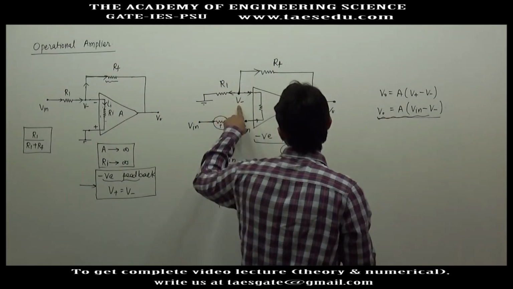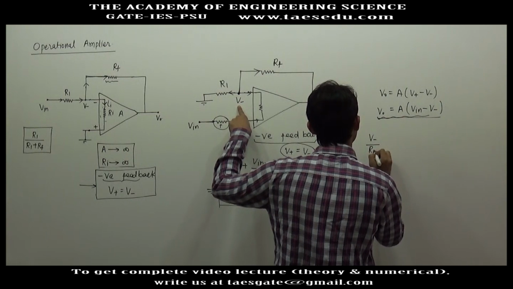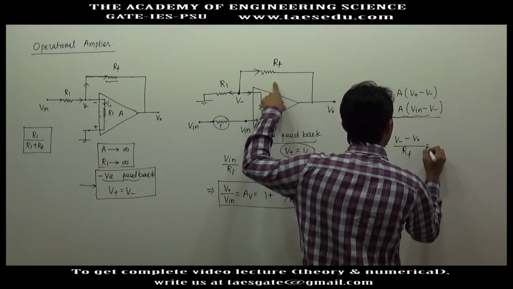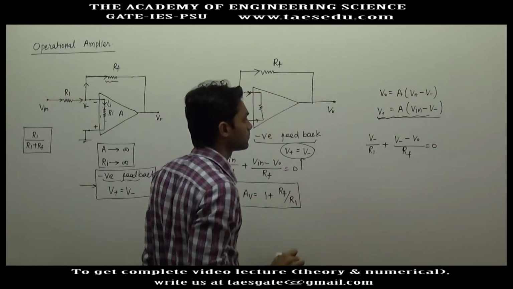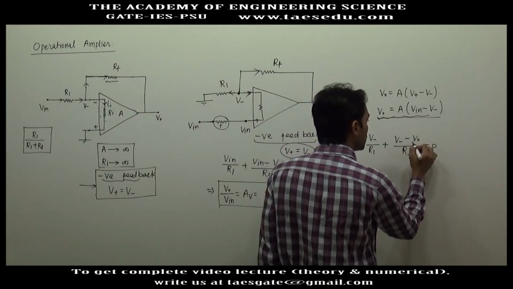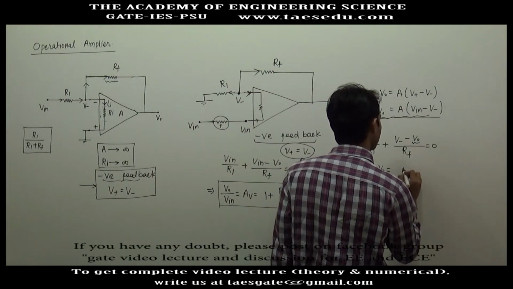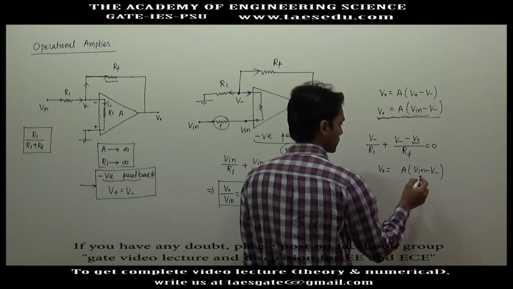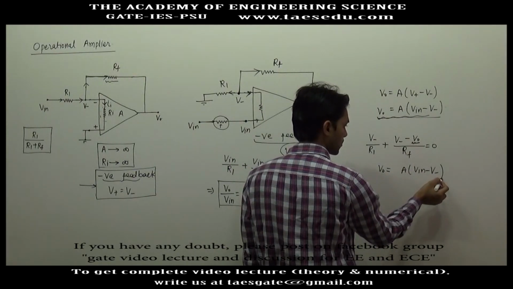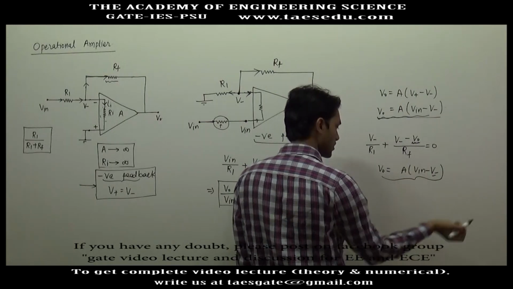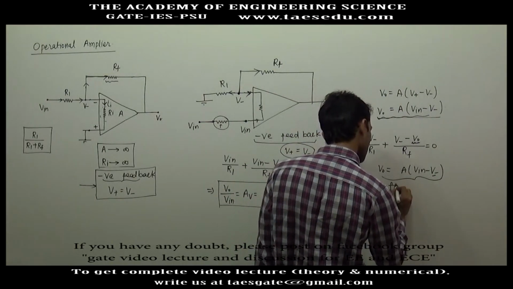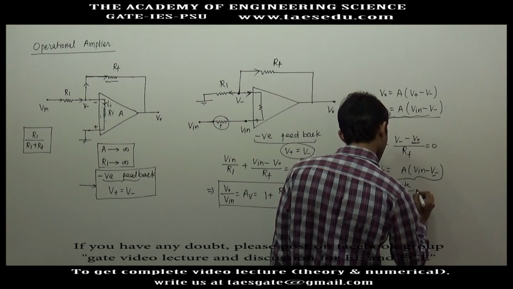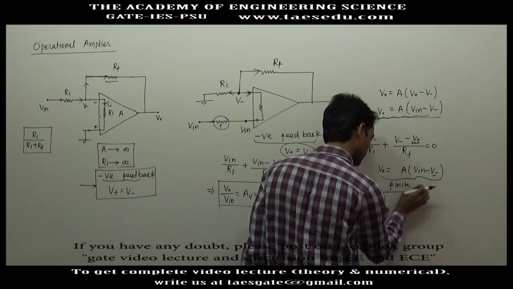The second equation will be V minus divided by R1 plus (V minus minus V naught) divided by RF equal to 0. This current is 0. Now in this equation you will put V naught equal to A into (V input minus V minus). V naught will be in terms of V minus, and when you solve for V minus, you will not get a finite divided by infinite type of quantity.